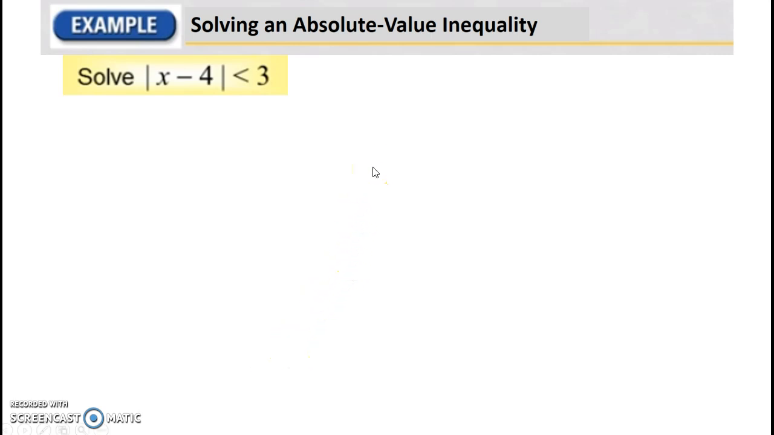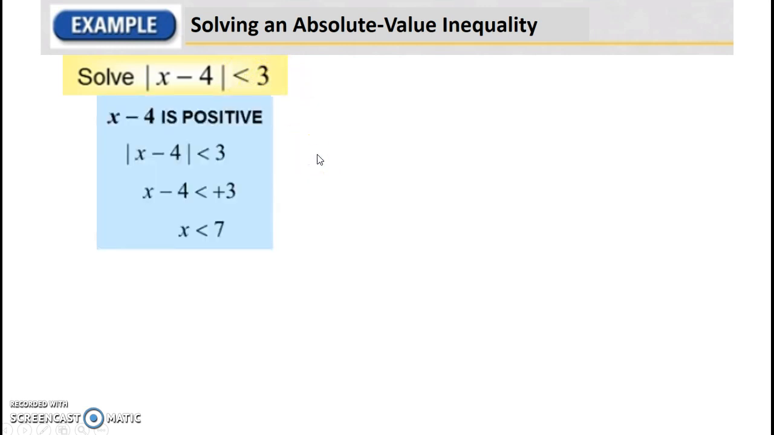And so just like in the equations, you will have to isolate the absolute value symbol. Once you get it isolated, you're going to have to set it to the positive value and the negative value. But when we have inequalities, what happens is when you set it to the negative value, you're going to have to reverse the inequality symbol. So let's first look at the positive side.